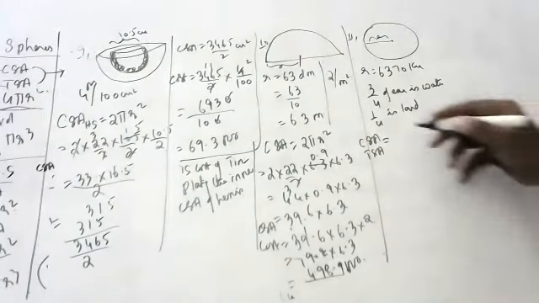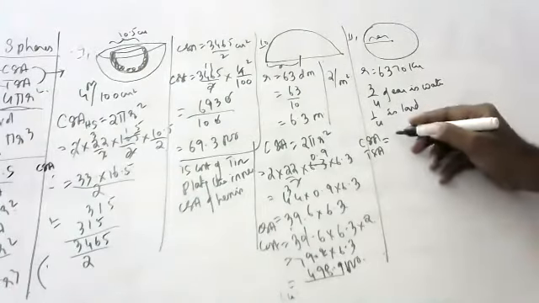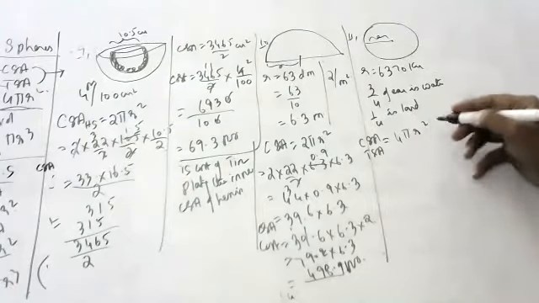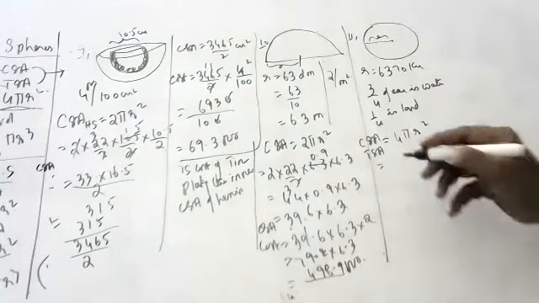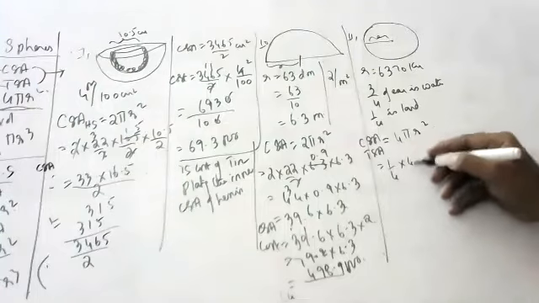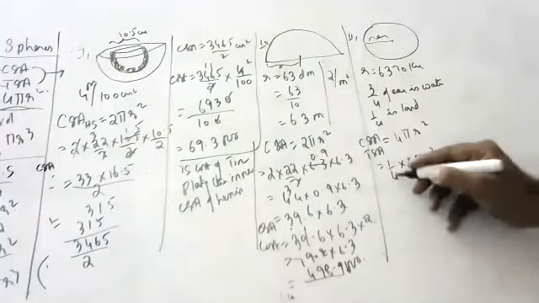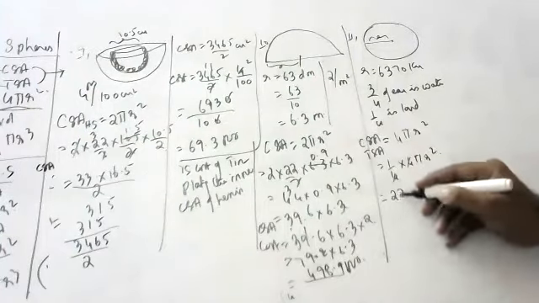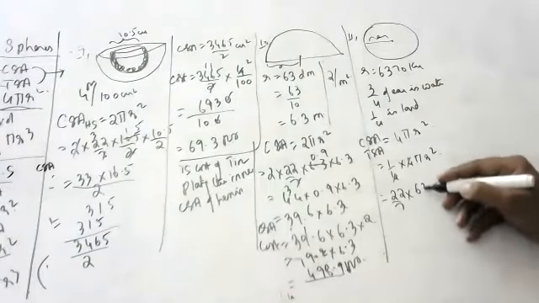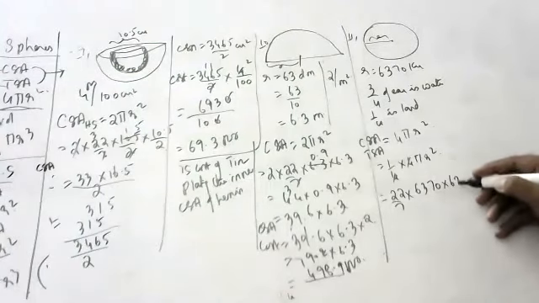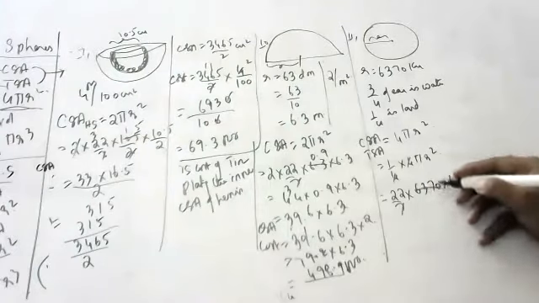CSA or TSA of a sphere is 4 pi r square. But only 1/4 is the land. So 1 by 4 into 4 pi r square. 4, 4 cancels, so pi r square. 22 by 7 into r, we have 6370 into 6370.